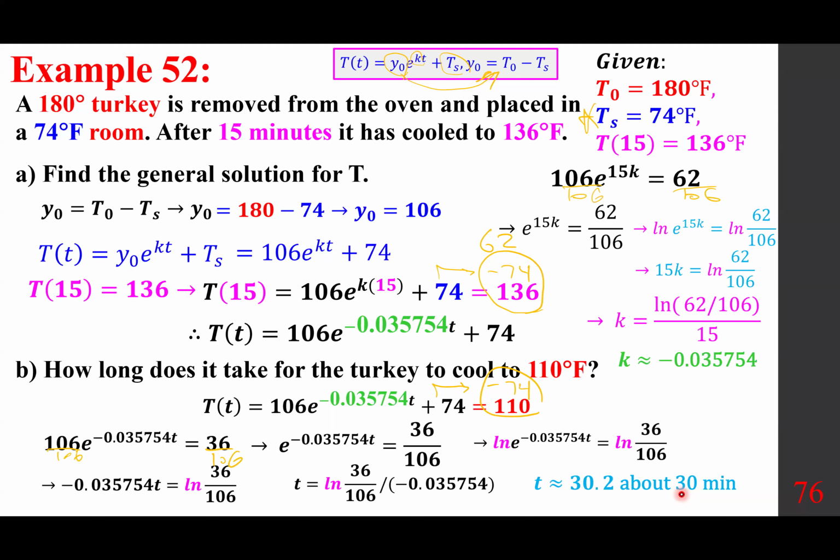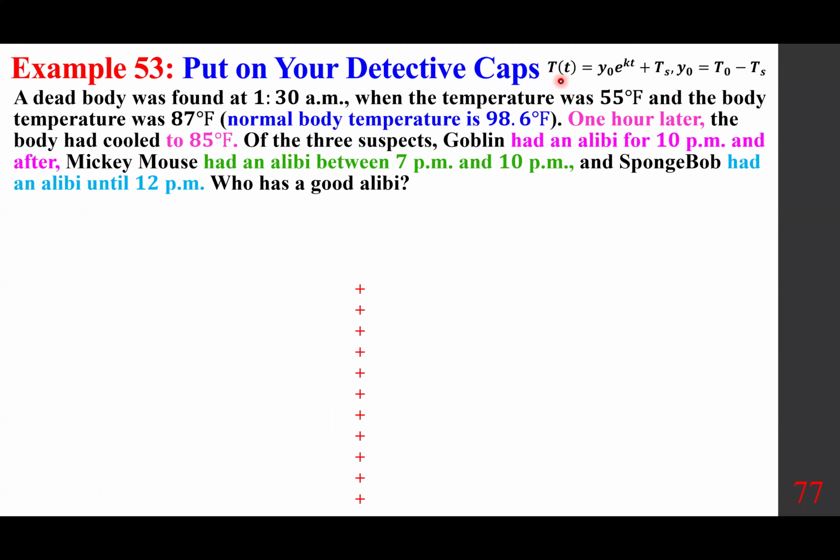Let's look at another application. Put on your detective caps. How about that? A dead body was found at 1:30 a.m. when the temperature was 55 degrees Fahrenheit and the body temperature was 87 degrees. And reminding everybody that the normal body temperature is supposed to be 98.6 degrees. Nowadays, statistically, they have checked that it's slightly different, but let's stick with 98.6 degrees Fahrenheit. This is forensic, CSI in essence. This is how they figure out the time of death.